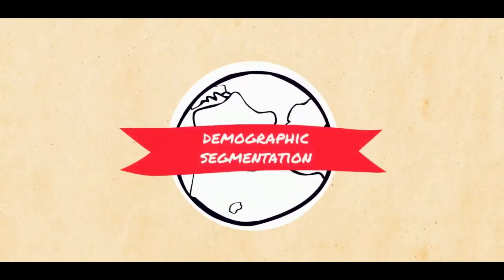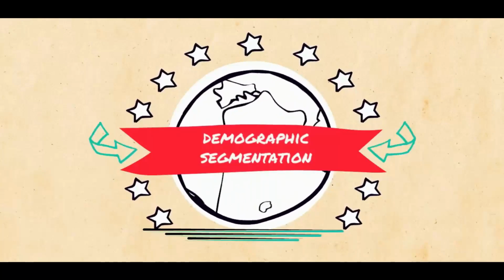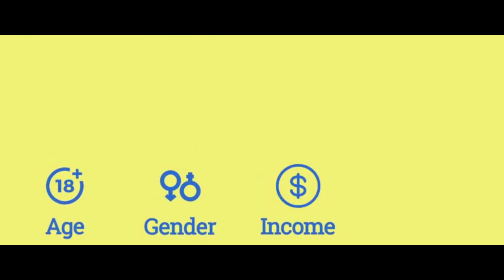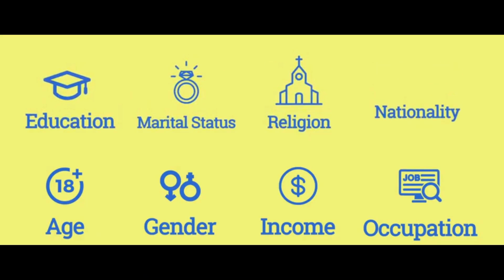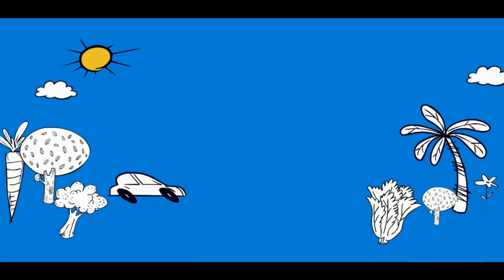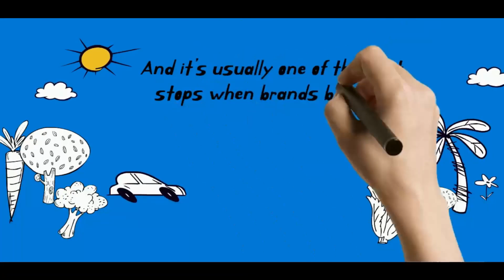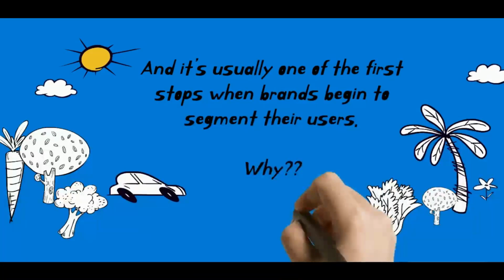First up, we have demographic segmentation. This is arguably the most basic of segmentation types. Demographic segmentation divides a group or population based on variables like age, gender, income, occupation, education, marital status, religion, or nationality. And it's usually one of the first steps when brands begin to segment their users. Why? It's because demographic information is easy to collect, simple to measure and analyze, and cost-effective. On the flip side, it has been criticized for being based on assumption and not taking into account the needs and wants of individual consumers.